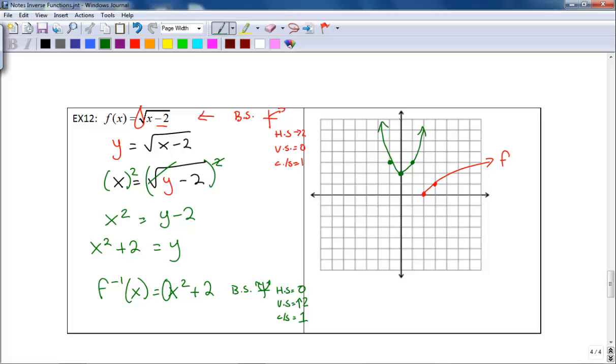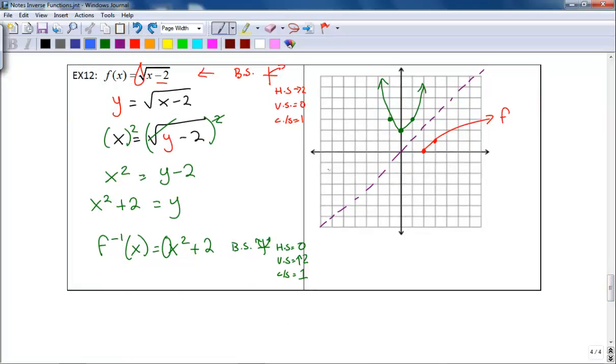Now, I'm going to draw that line y equal x that we've been drawing before. If I fold these up, will they match? No, they won't. This graph has an extra piece. Let's look at something else. If I were to draw a horizontal line here, would I pass the horizontal line test? No. That's not a one-to-one function. It shouldn't have an inverse. We need to restrict the domain of the inverse function here.